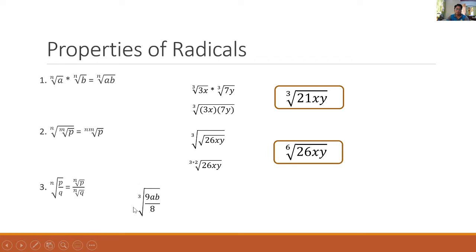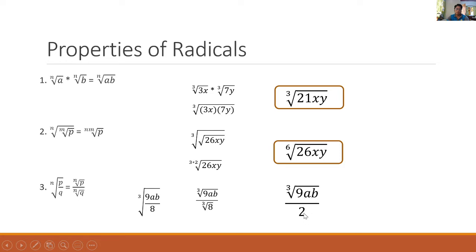The given is the cube root, this is the index, the cube root of 9ab over 8. So we have here now the whole fraction serve as the radicand. Now, if this is the given, we can separate the numerator and the denominator, and they are both cube root. So this is equal to the cube root of 9ab over the cube root of 8. The same as this one. Okay? Now simplifying this, we have our answer, the cube root of 9ab over 2.